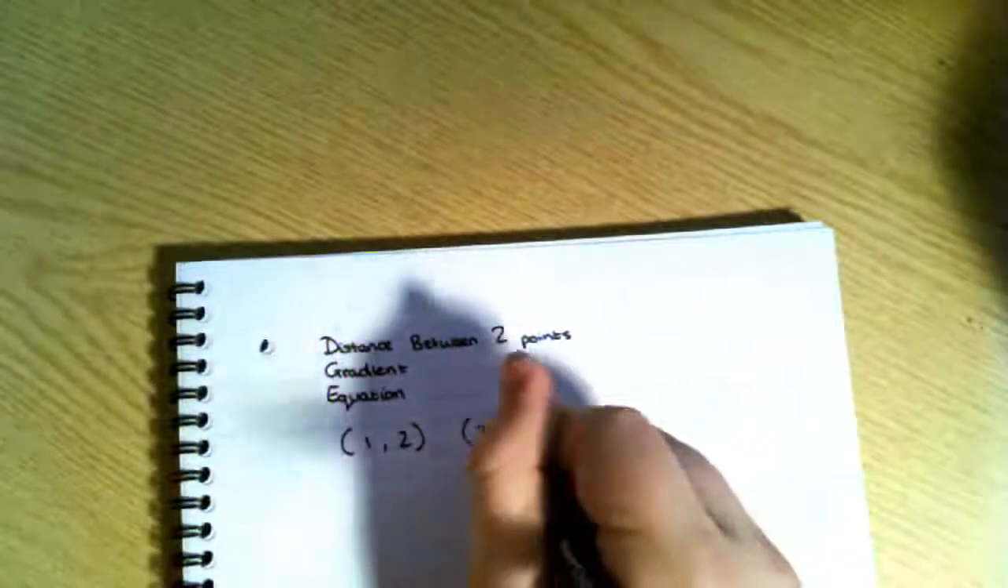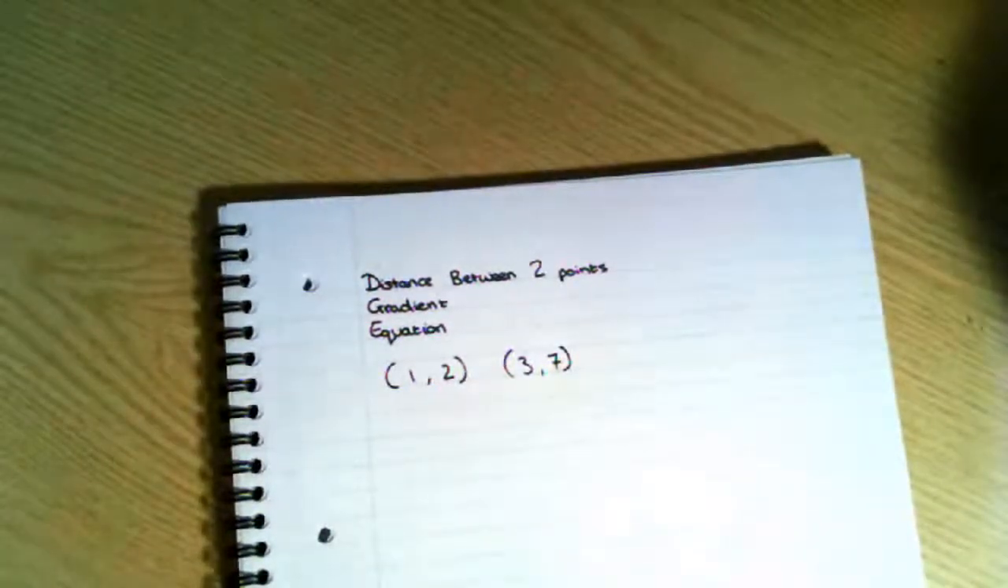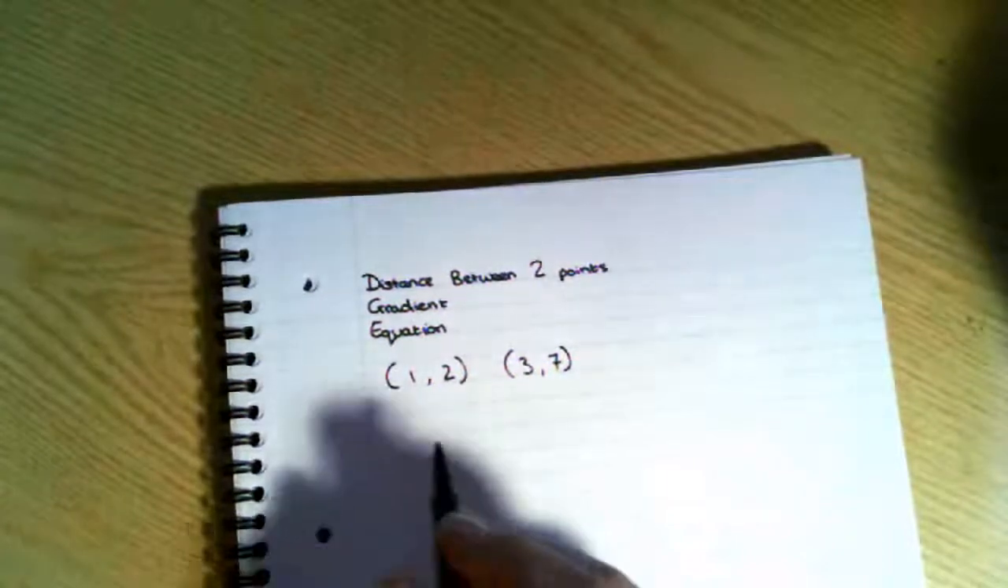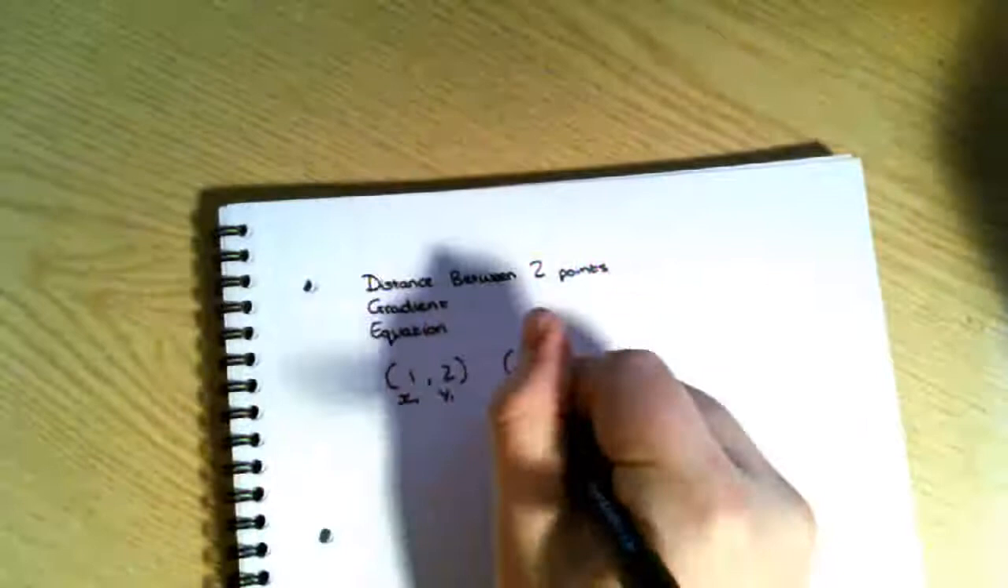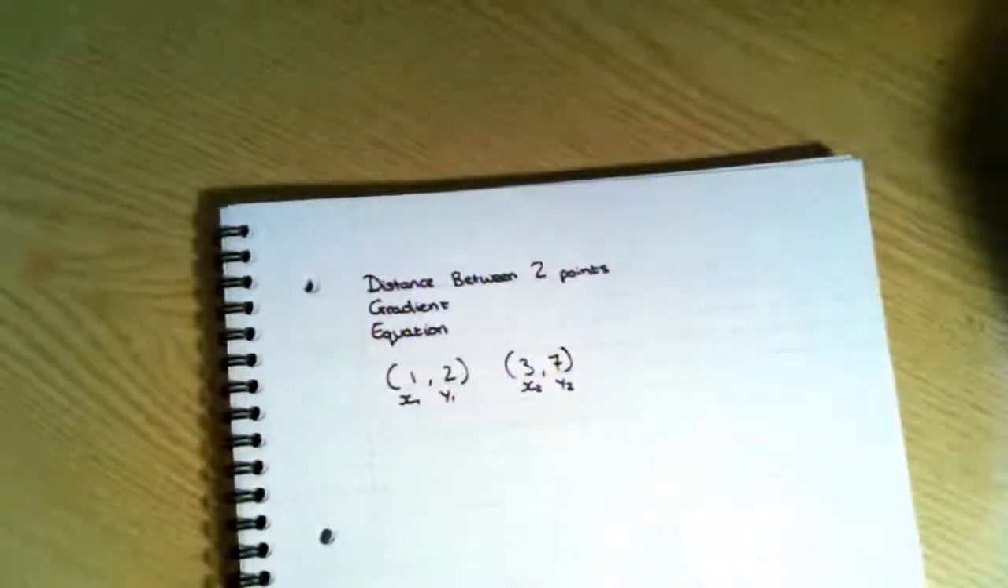First of all, we need some coordinates. I'll use these coordinates: 1 and 2, and 3 and 7. This I found is very key to do now. If you forget to do it later, it might make it a bit difficult for you: label the points x1, y1, x2, y2. I'll explain later in the video why you do this.